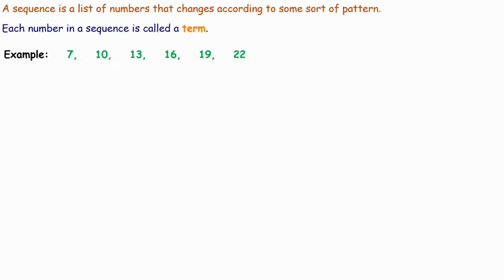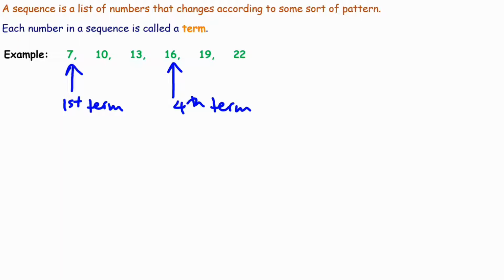A sequence is a list of numbers that changes according to some sort of pattern. Each number in a sequence is called a term. For example, 7 in this case is the first term, and 16 here is the fourth term. If terms are next to each other, they are referred to as consecutive terms, like what we have here.